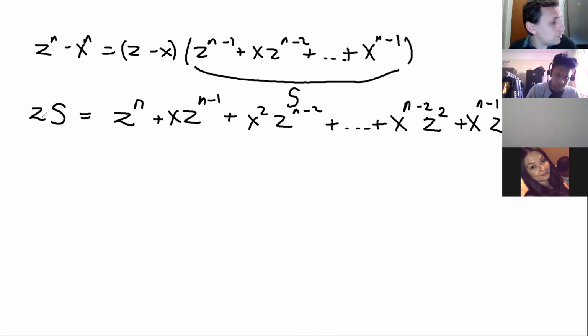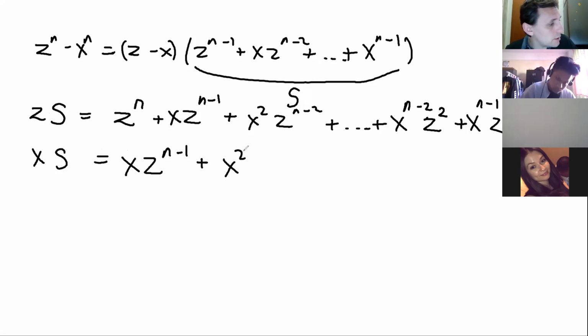So here we take S and we multiply S by x. And what do we get then? Then we have x z to the n minus 1. This is S here, remember that? Plus x squared z to the n minus 2, plus here we have x to the n minus 1 z plus x to the power of n.